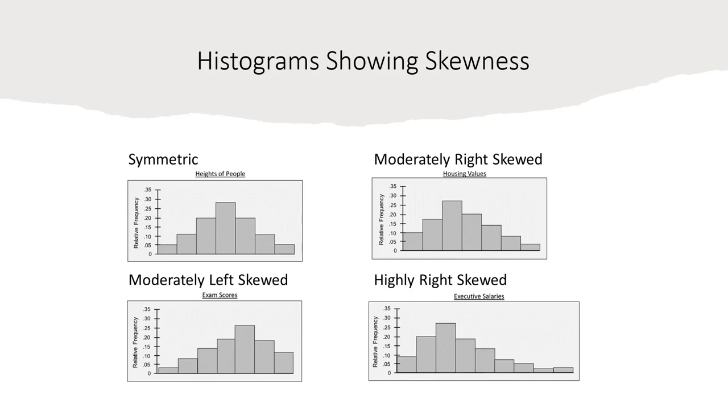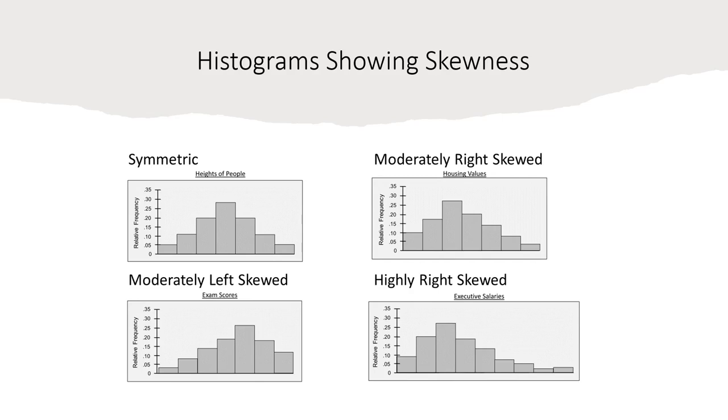So you can look at different kinds of skewness using histograms. You can also use it looking at some of the other graphical displays that we've already talked about. But if we look at this first chart here that's symmetric, you see that there's 0 skewness because our mean, our median, and our mode are all the same value.